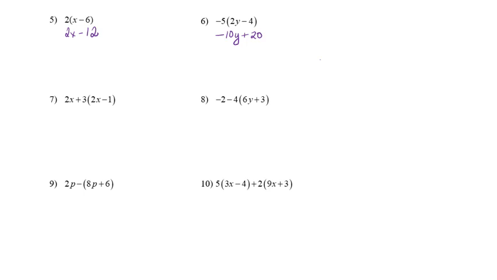So number 7, I'm going to do positive 3 times both of those. I'm just going to bring down the 2x. Positive 3 times 2x is a positive 6x. And then positive 3 times negative 1 is a negative 3. You have to get rid of those parentheses first. Now I can do some addition. You can't do addition as long as there's parentheses floating. It's a big no-no. 2 plus 6 is 8, so I have 8x minus 3.